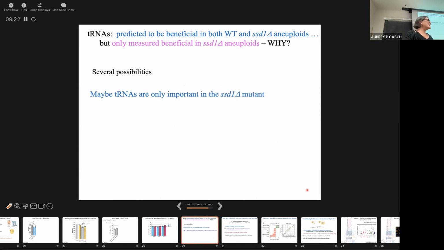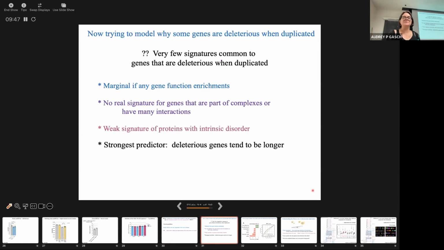One is that maybe the model is wrong about the wild type and the extra tRNAs really only benefit the SSD minus strain. Another possibility is just we have more room to detect an improvement in the SSD mutant because it's so much more sick if we duplicate chromosomes. And I think that's what I'm favoring at this point, but it's a little hard to distinguish.